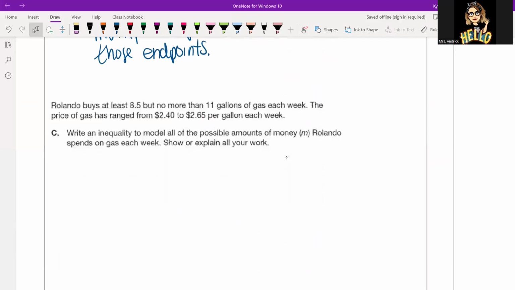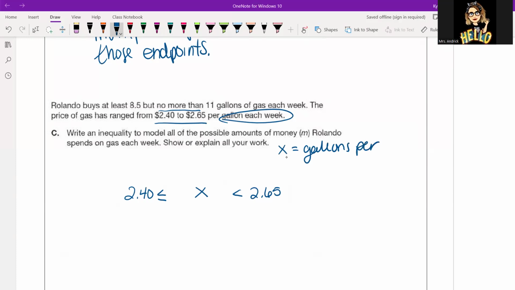So now we're going to write an inequality to model all the possibilities. So it's going to be really similar to what we just did. So here are our requirements. We start at 240 and we have the highest of 265. So it could be at least this, but no more than. So it's just this with our X, and X equals the gallons per week. So that's our first inequality.